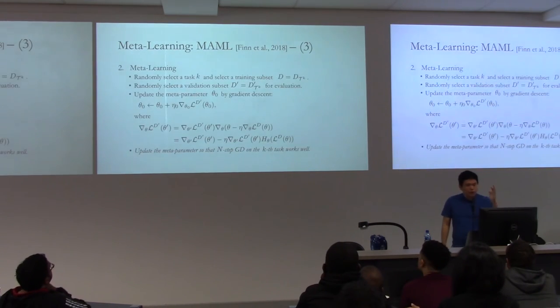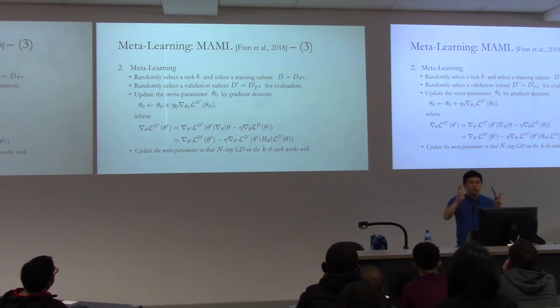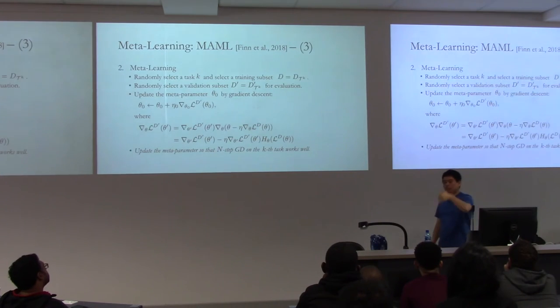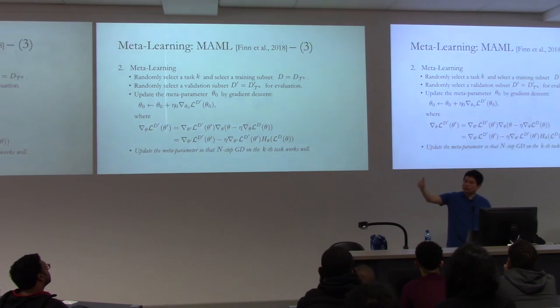Once we do that, we select another mini-batch that works as a pseudo-validation set. What we want is: if I use this small amount of data to update my model, what would happen to my validation cost? I want my validation loss to be as small as possible, had I taken a small number of steps using the small amount of data I had.